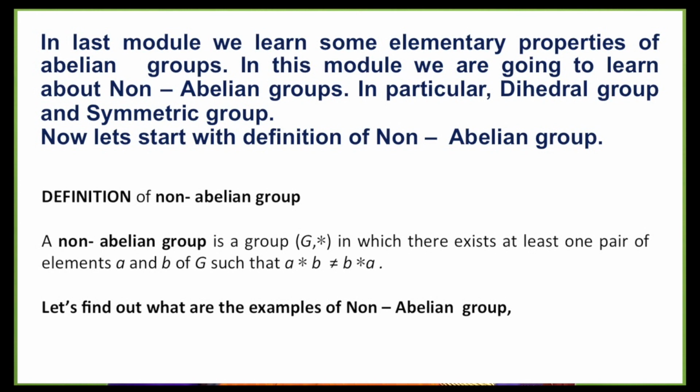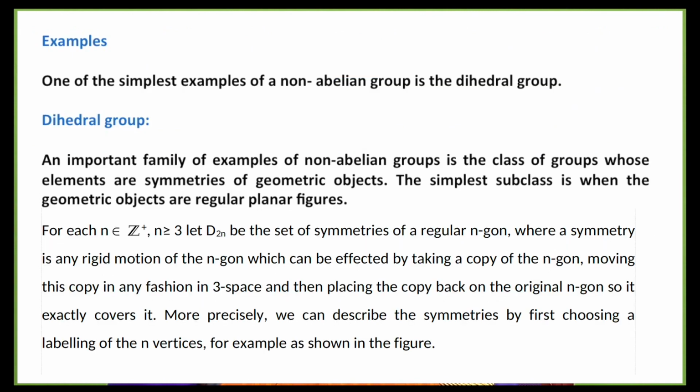A non-Abelian group is a group G in which there exists at least one pair of elements A and B of G such that A times B is not equal to B times A. Let's find out what are the examples of non-Abelian groups. One of the simplest examples of a non-Abelian group is the dihedral group. Let us see the dihedral group.